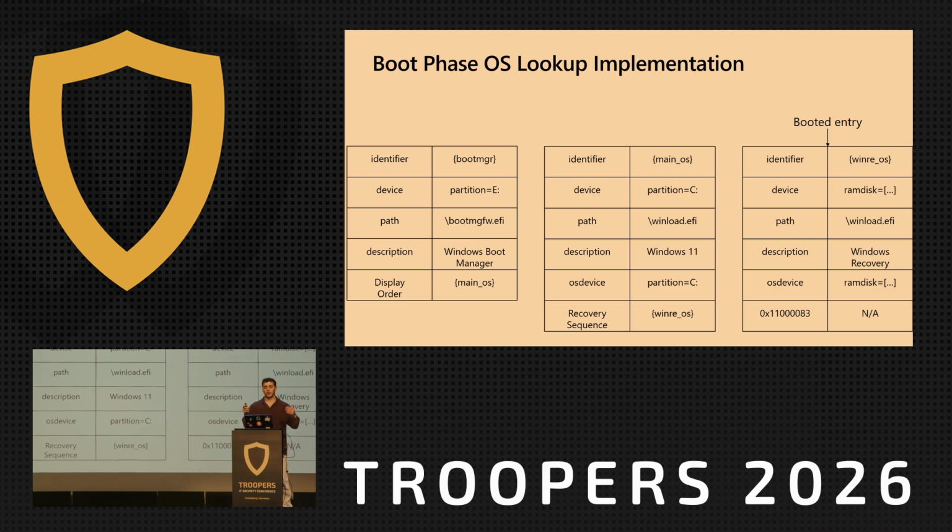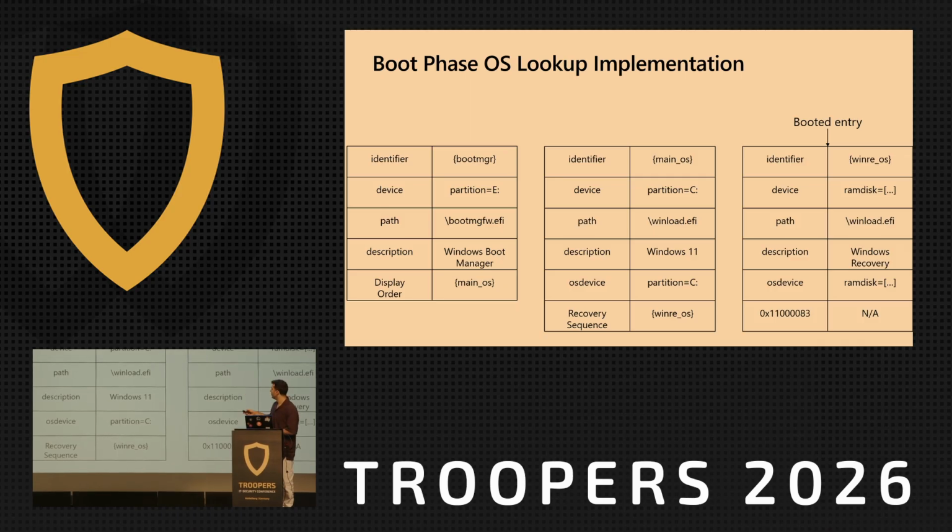Right, so the code behind the boot phase lookups is quite long and complex, so rather than going line by line about how it works, I'll just explain the exact lookups that are happening during boot using some diagrams. So on the screen, you can see 3 BCD objects. On the left is the boot manager object. In the middle is the main OS object. That's the OS, probably, for example, the one that you're using. And then on the right is the WinRE OS.